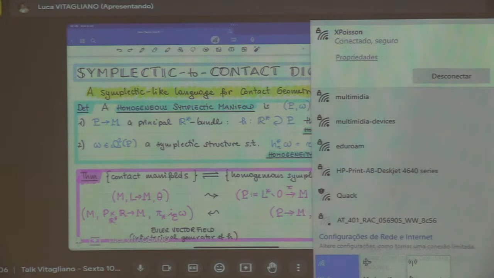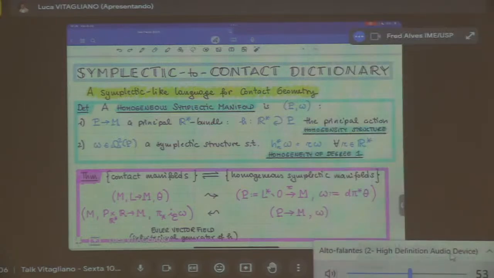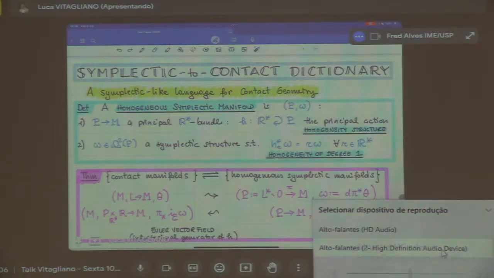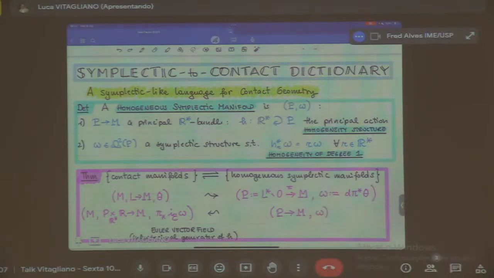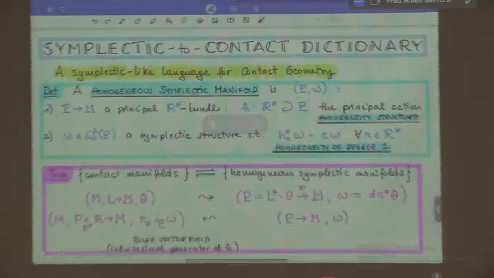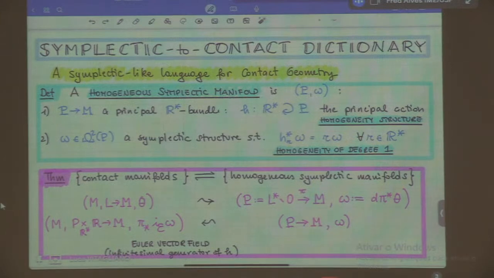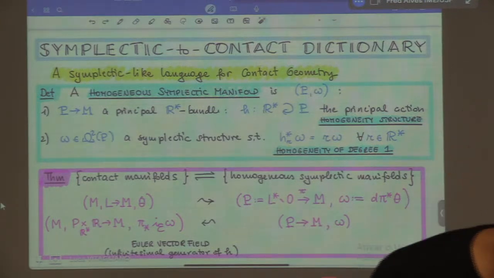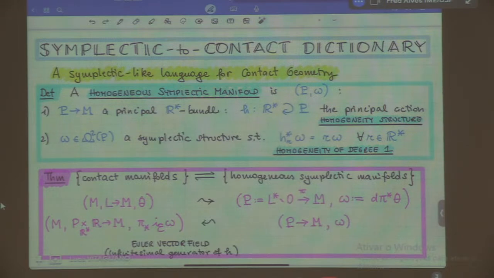Yes. Okay, very good. So, as I mentioned, there is this dictionary that allows you to translate from symplectic to contact geometry. And actually, it turns out that if you apply this dictionary to +1 shifted symplectic structures, you actually get +1 shifted contact structures. And this is yet another motivation for our definition. So let me remind you how this dictionary works.